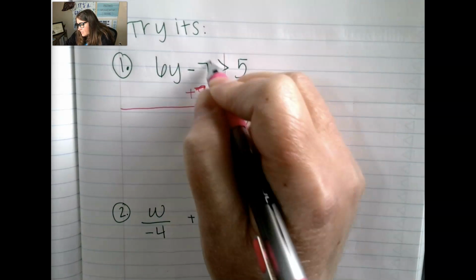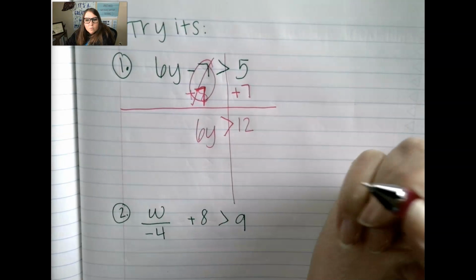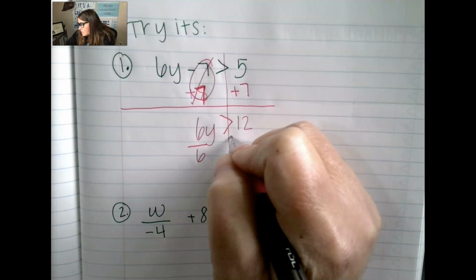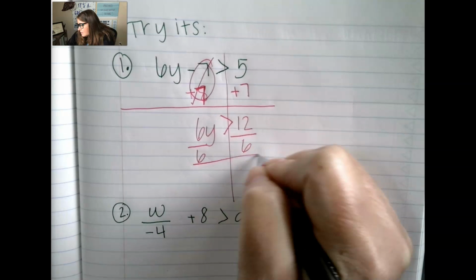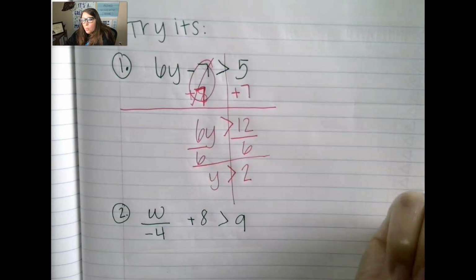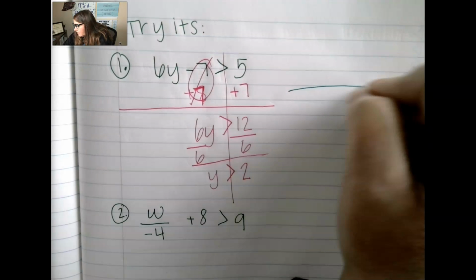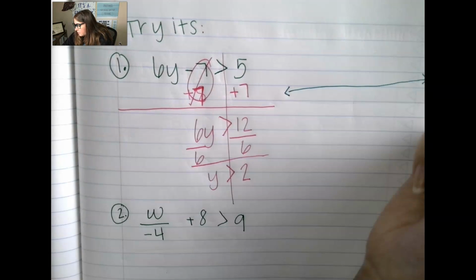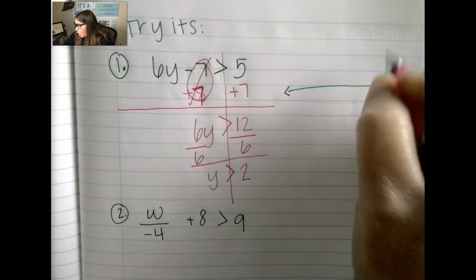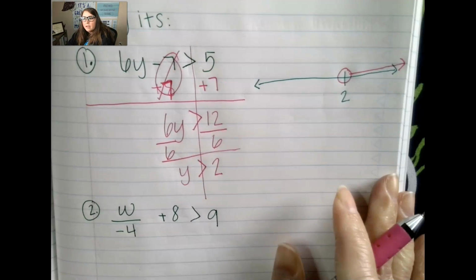And then this goes away, so we still have 6y. All right, now we have multiplying by 6, so the opposite is going to be divide by 6. So we're going to divide by 6, divide by 6. This gives us y is greater than 2. Now we're ready to graph. So I'm going to draw my line here, and here is 2. I need to draw an open dot and everything greater than 2.